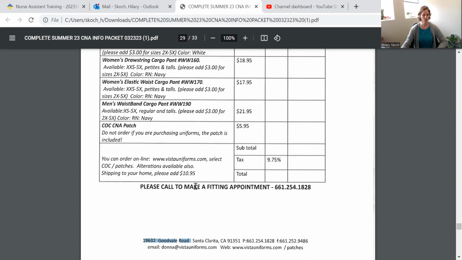If you choose to go to a different site and buy white top, white bottoms, that is okay. Just make sure your instructor is aware of what your scrubs look like. We want you to be professional. You will need to purchase your patch through Vista though, and then you will sew on your patch to the left shoulder.